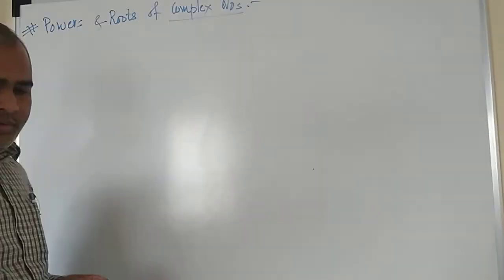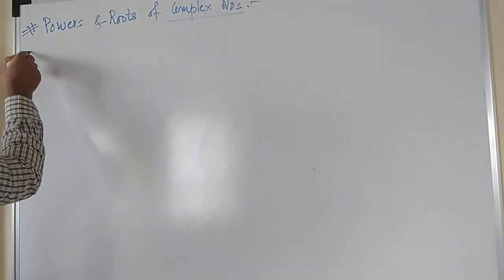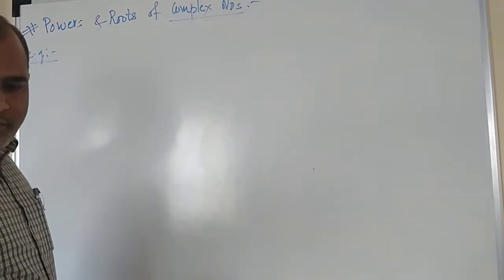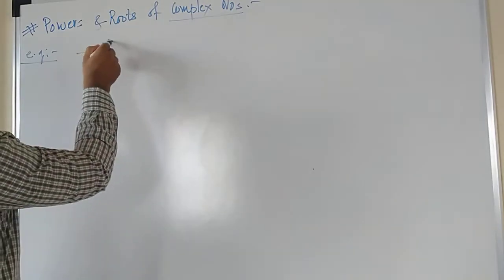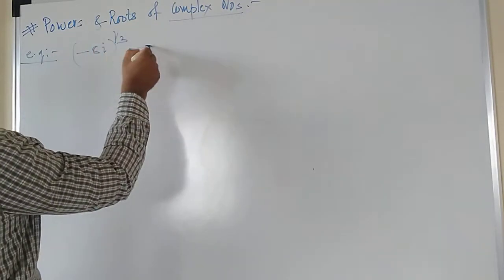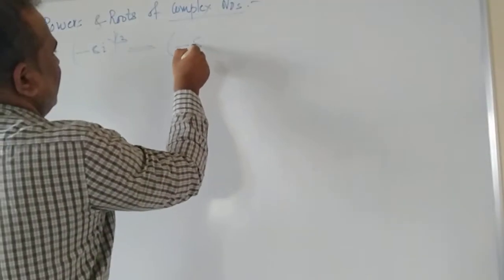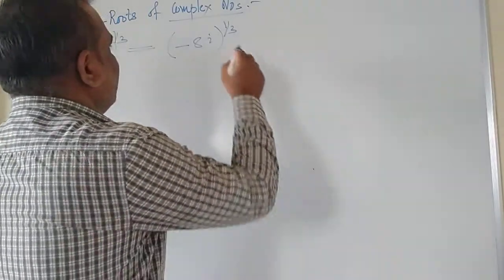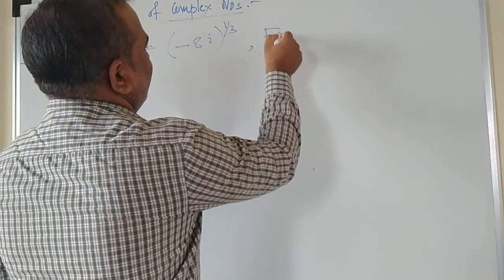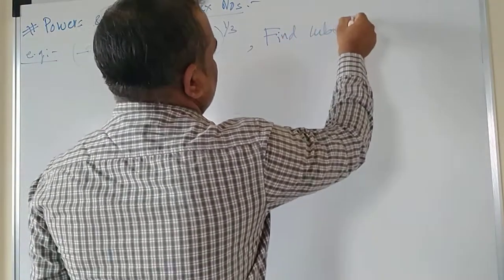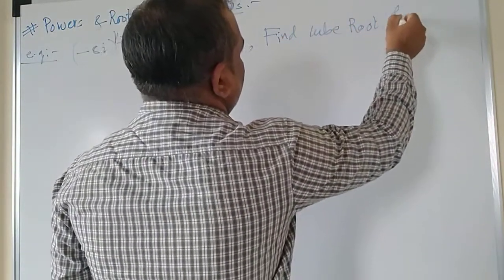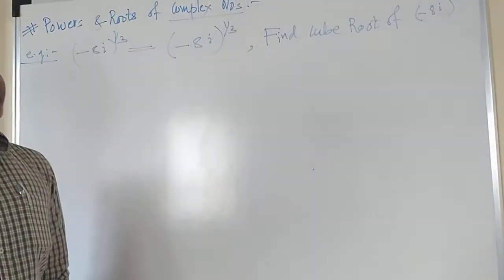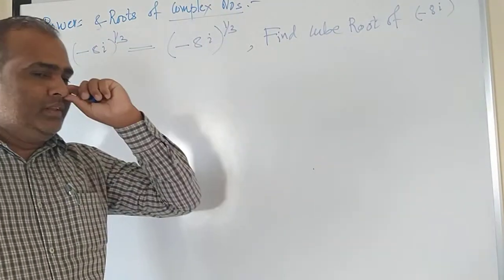Let's go for the example now. Find out the cube root of minus 8i. Minus 8i, its cube root. I think this is visible, but I will write it again: minus 8i raised to power 1/3. So what is your problem? Find the cube root of minus 8i. This is your problem. And the cube root is minus 8i raised to power 1/3.